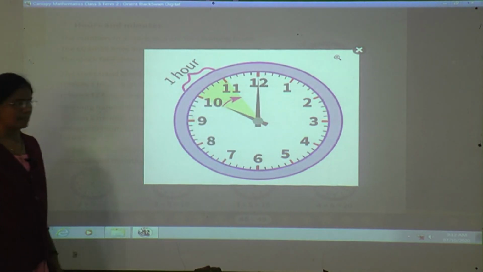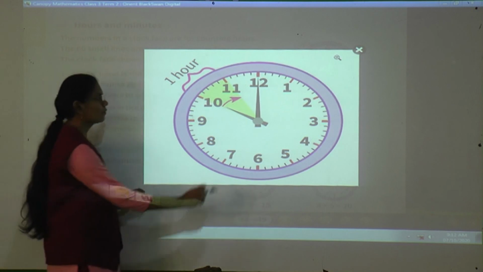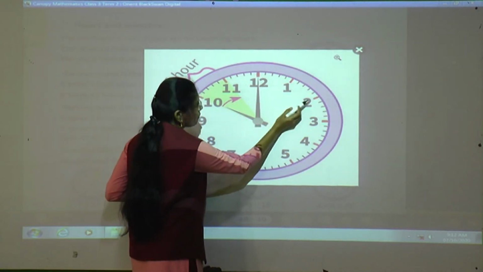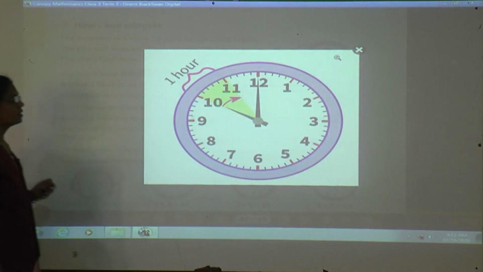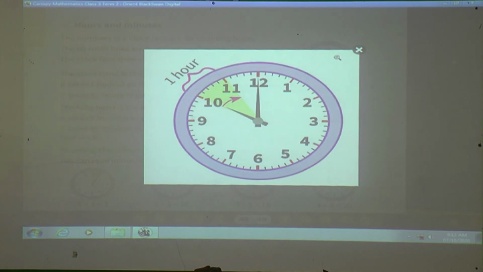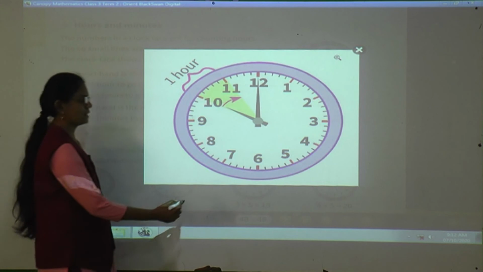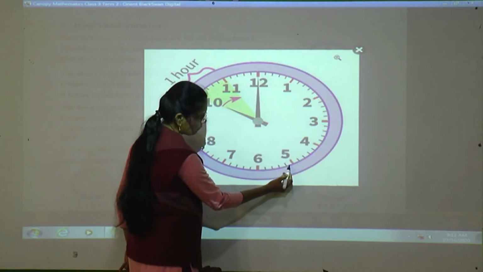5 small lines are there. Okay, then from 1 to 2, here also 5 small lines are there. Then 2 to 3, 5 small lines are there. 3 to 4, 5 small lines. 4 to 5, again 5 lines are there.